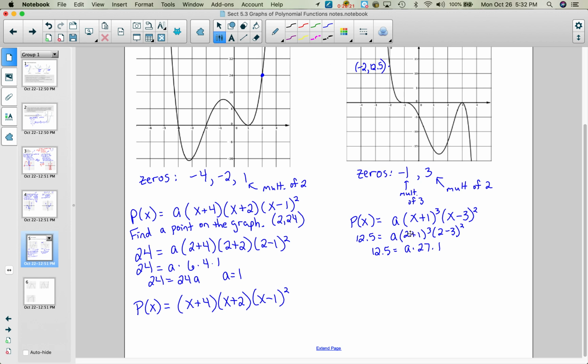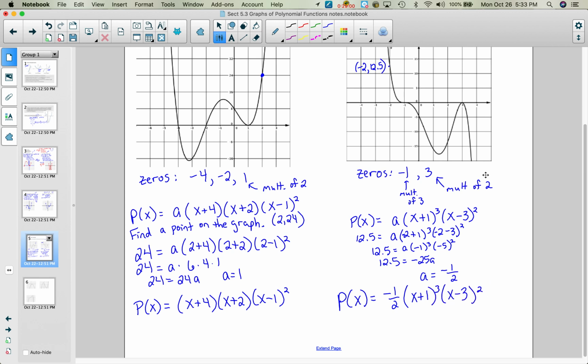Wait, I did something wrong. That's supposed to be a negative 2, sorry. Rewind. Actually, there's no rewind. So I have 12.5. Here I get a negative 1 and a positive 25. So I have negative 25a. So when I solve for a, I'm going to divide by negative 25. I get negative 1/2. So that means my equation, p of x, is negative 1/2 times x plus 1 quantity cubed times x minus 3 quantity squared.